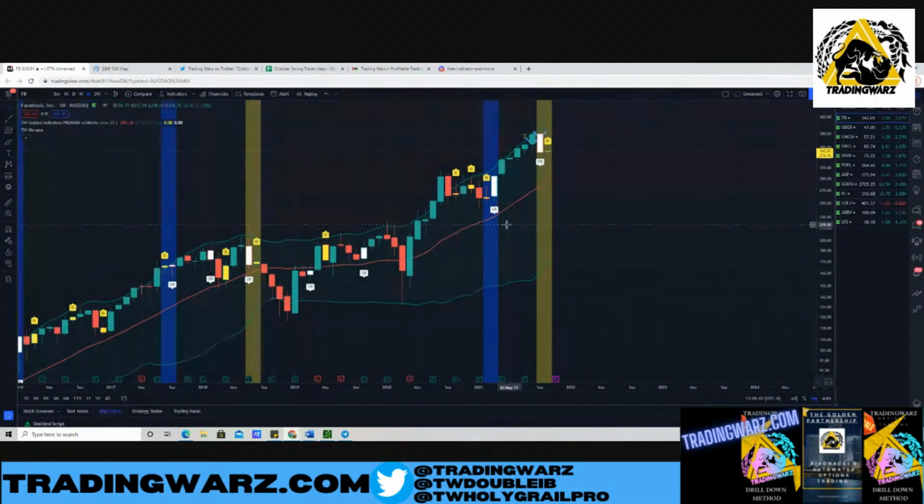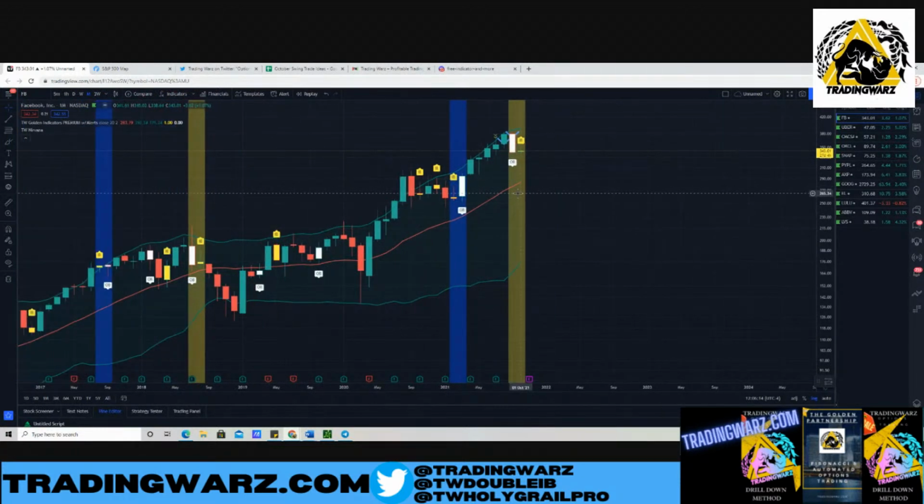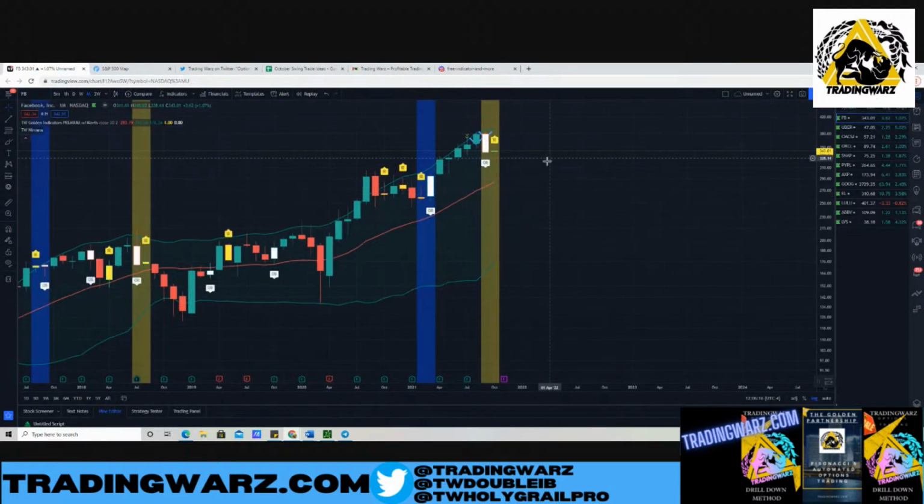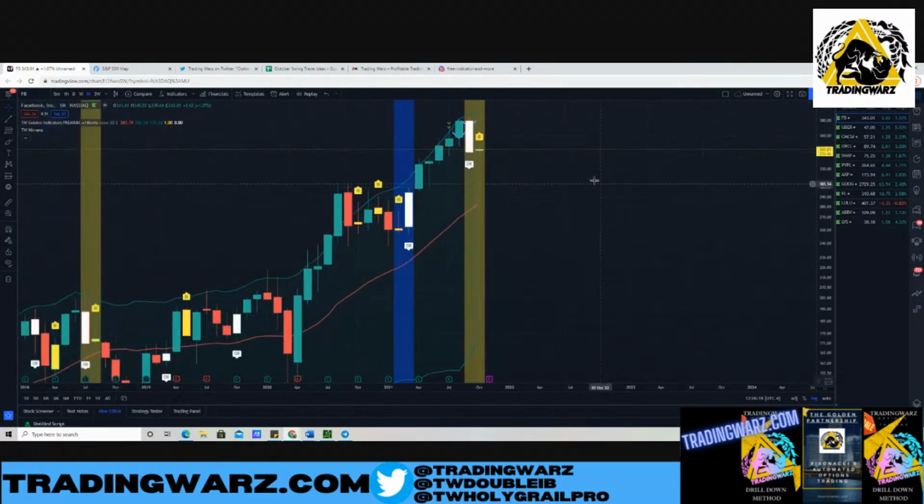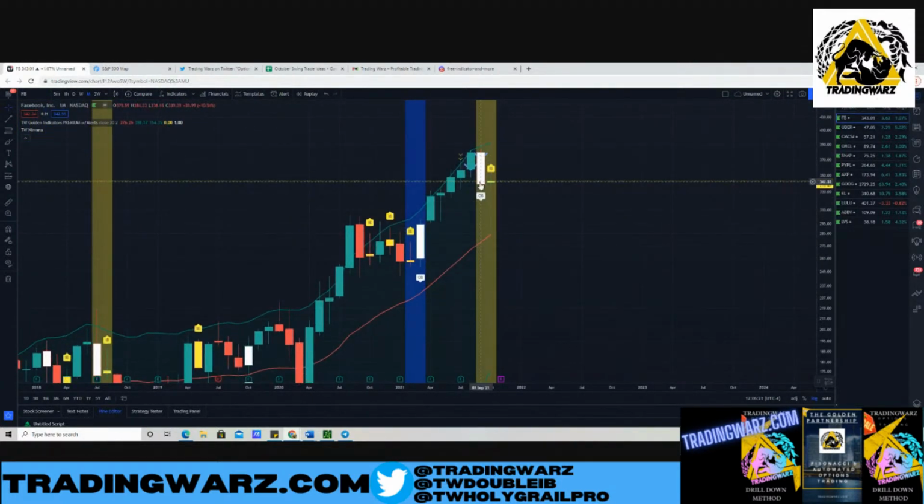Okay, so the first thing is before we even get into the options or the shares, we have to identify the setup that we want to play. Okay, so right now we have the outside bar closed on September, and we had this little inside bar, which is just basically Friday's price action. So the first thing we're going to do is we're going to take these horizontal lines.